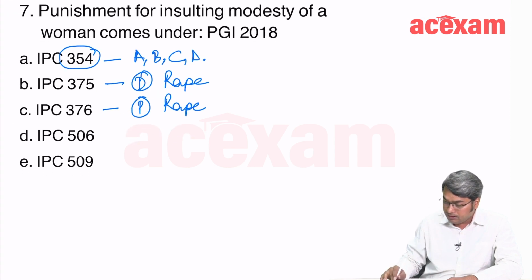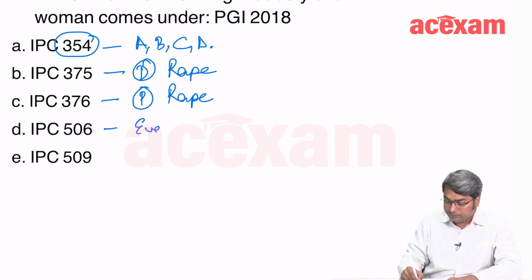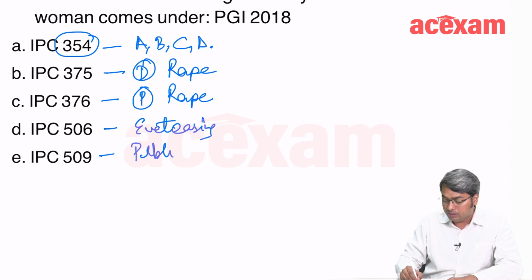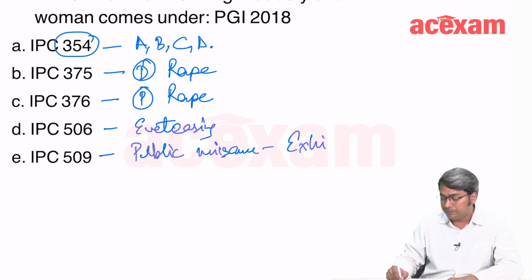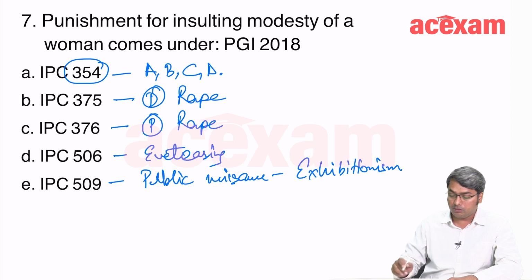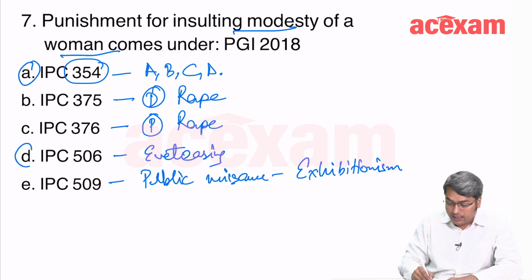Section 376 is the punishment of rape. Section 506 deals with eve teasing. Section 509 deals with committing public nuisance such as exhibitionism. Okay, so outraging the modesty, insulting the modesty of a woman comes under section 354 IPC and also under 506 IPC, even it is eve teasing.